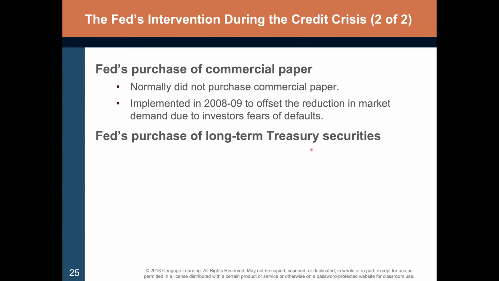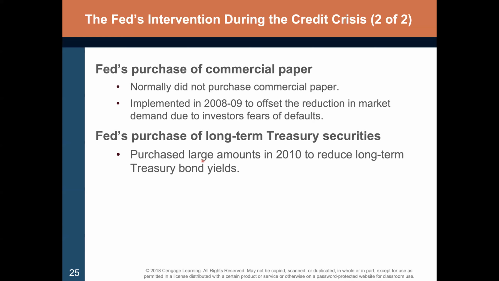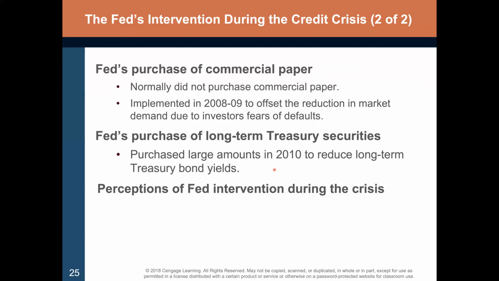The Fed also purchased long-term treasury securities. They purchased large amounts in 2010 to reduce long-term treasury bond yields. So we saw them go out and buy a lot of treasuries to pump liquidity into the system and to reduce bond yields.